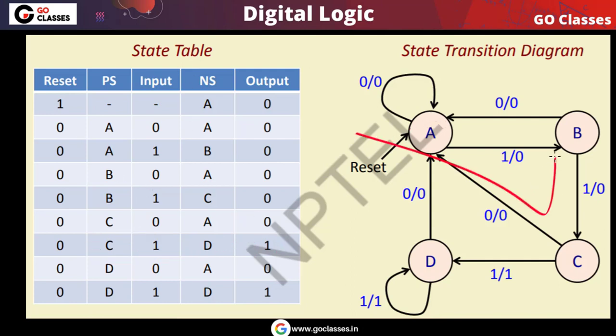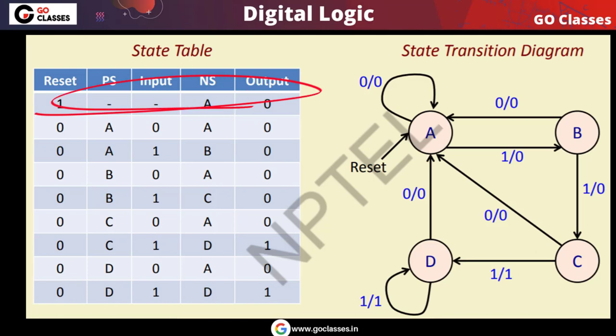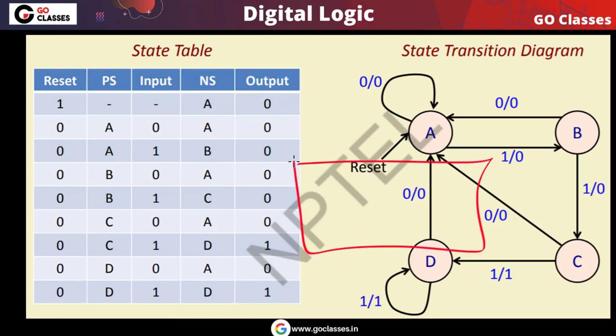So this state diagram we have already seen in the last class, and from this state diagram you can create the state table. And what does this mean? This means that if you reset this machine, then the next state will be A and the output will be 0. So anyway, this is the state table. From the state diagram, you can create the state table very easily.